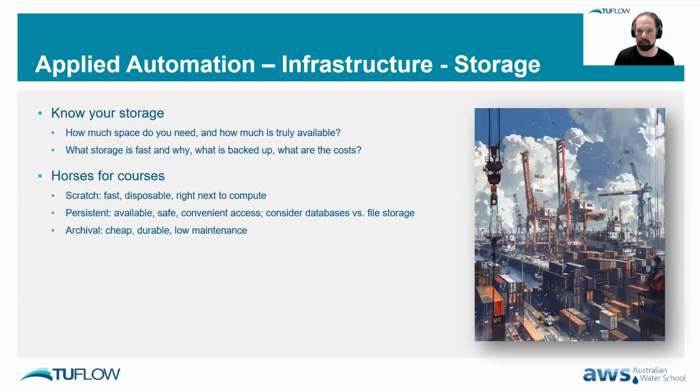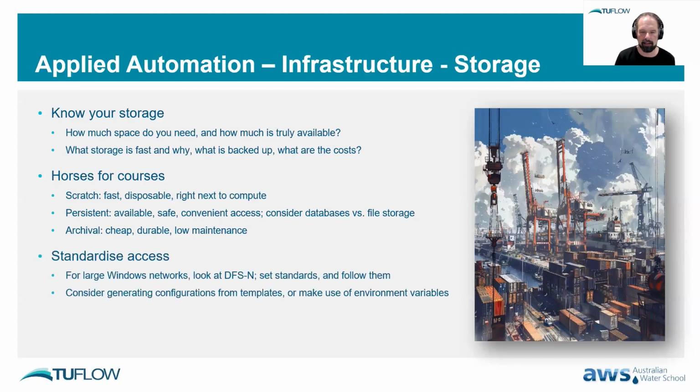We typically talk about 3 kinds of storage. Scratch storage, which is fast and disposable. It's right next to the compute. There's persistent storage, which might be your network drives or your shared databases. They'll be available, safe, backed up, with convenient access because you want to be getting data from it frequently, as opposed to archival storage, which might be your cheap, durable, low maintenance storage where you keep stuff for the long term, but it might not be directly available. Make sure you know what kinds of storage you have, how much of it there is, and how they differ, and write your automation to use them in the right way.